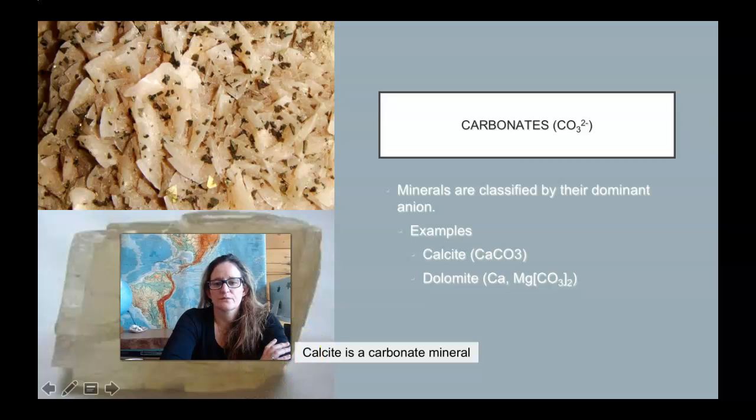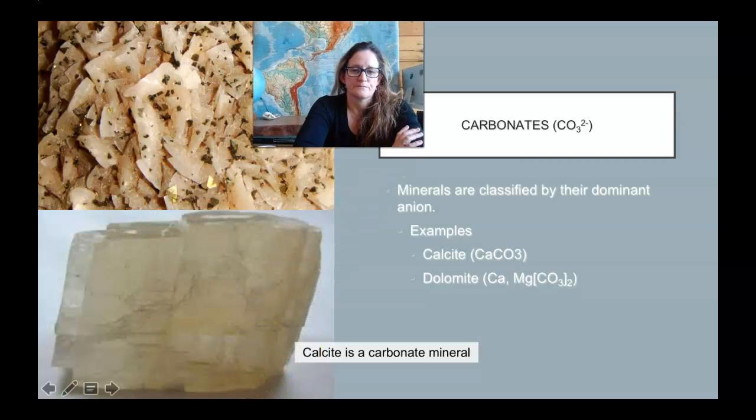Carbonates, we talk about carbonates a lot because this is what makes up calcite, which makes up the rock type limestone, and caves are forming in dissolved limestone. So we talk about calcite a lot. So calcite is the main carbonate. It's calcium carbonate. Then there's also dolomite, where some of that calcium is replaced by magnesium.